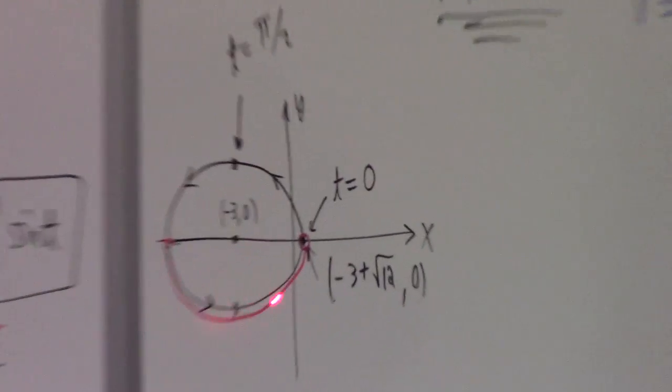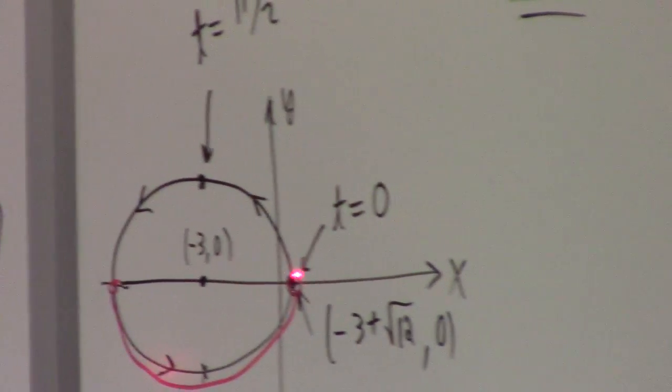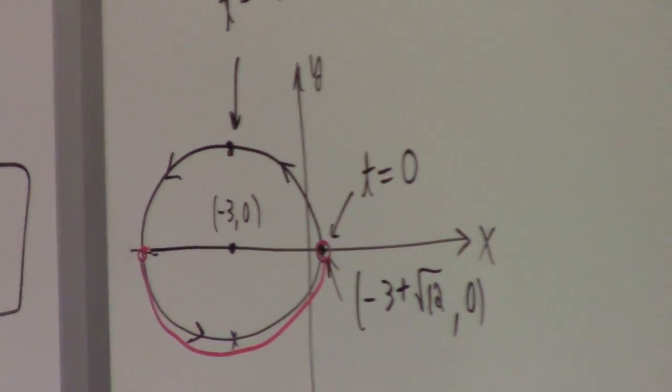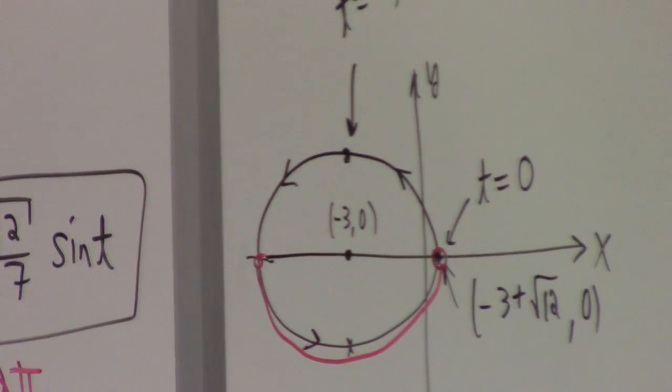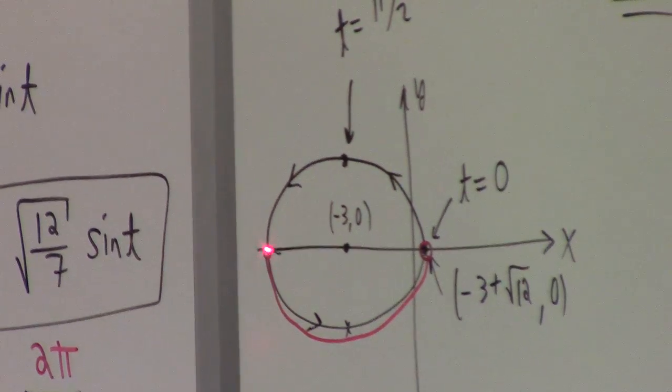So the ellipse looks something like this, right? And if you plug in t equals 0, you get that point, right? Because t equal to 0 gives me minus 3 plus root 12, and then 0, so that's that point. If you put in t equals pi over 2 into these formulas, you get minus 3 and then the square root of 12 over 7, which is up here. When you put in pi, y is 0 again. That's minus 3 minus root 12, which is over here.